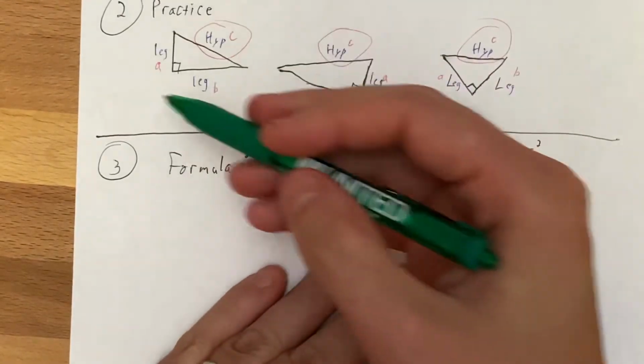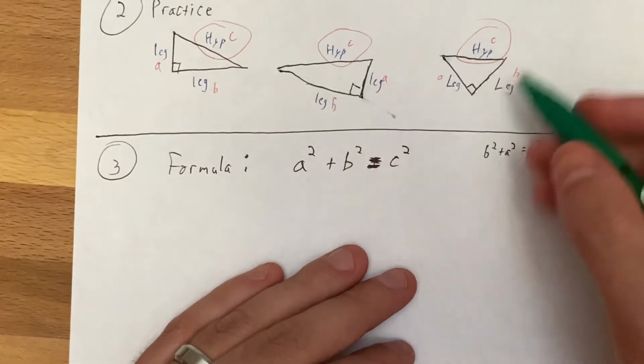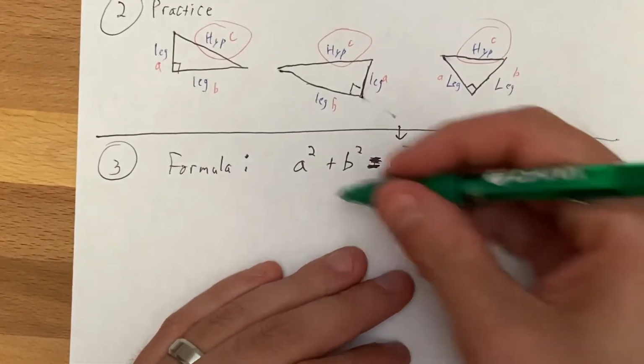So as I said up here, your first step in all these problems that you'll have to do is to see which one the hypotenuse is, because that's the one that's going to have to be equal to.